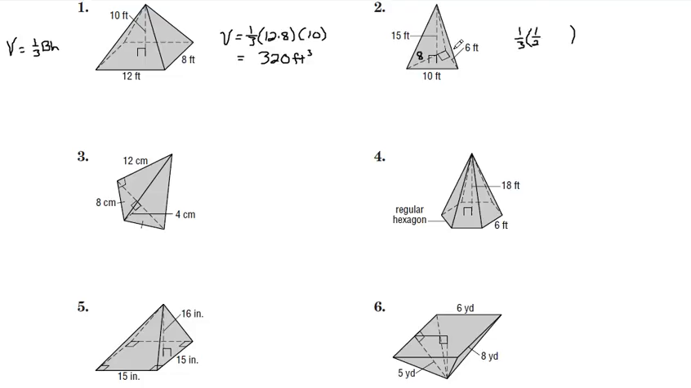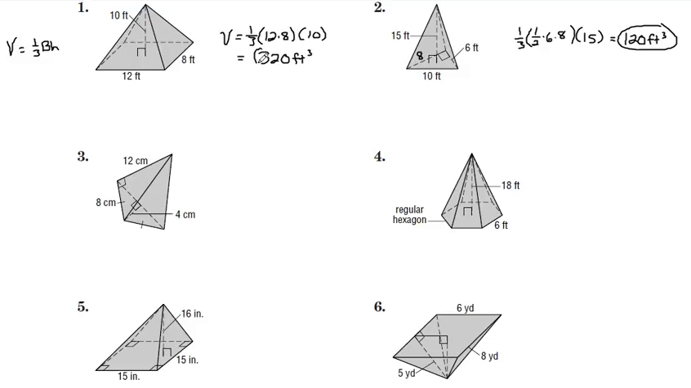That's 1/2 of its base times the height, 1/2 of 6 times 8. And then the overall height of this is 15. Putting it all together, it multiplies out to 120 cubic feet.